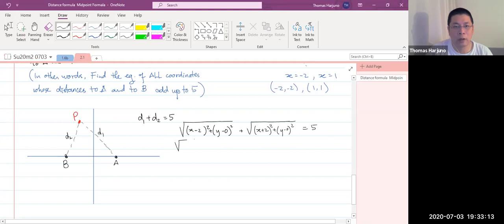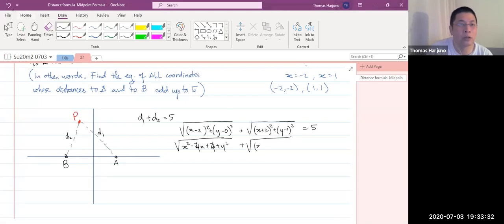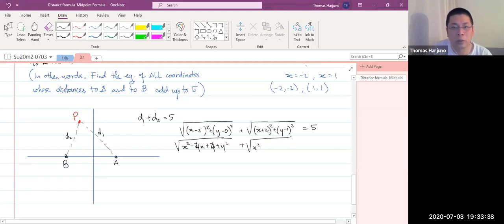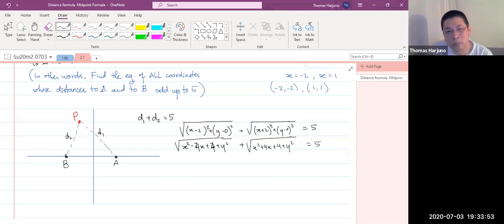Now here I will have the square root of x² - 4x + 4 + y², I'm sorry, plus 4, plus the square root of x² + 4x + 4 + y², equals 5. I'm not supposed to distribute that, but let me just distribute that. Oh man. Then how do we solve these?